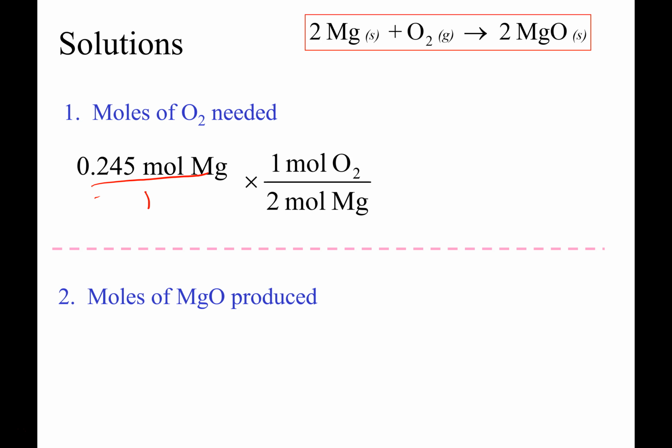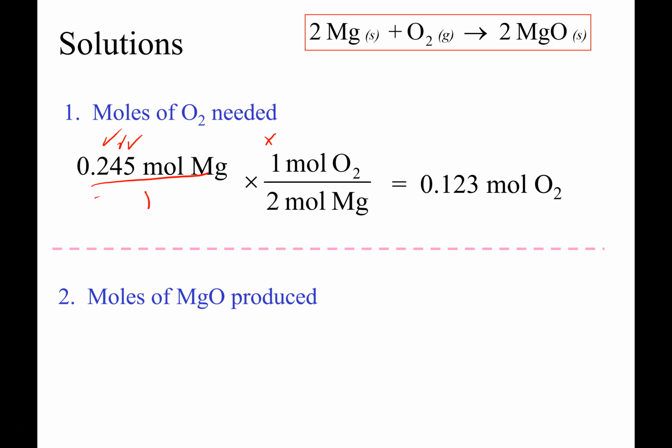Now notice there's no uncertainty brought by these coefficients, okay, but there is uncertainty brought here. So we need to round to 3 sig figs. And I get, rounded to 3 sig figs, 0.123 moles of O2.